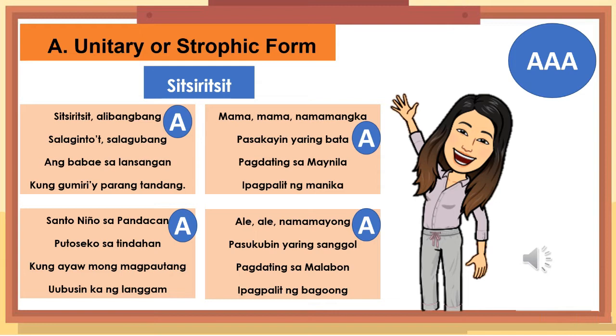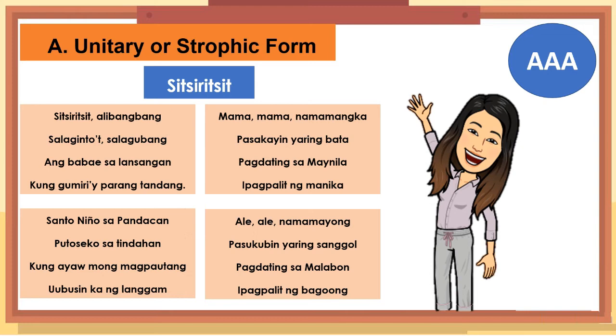Sitsiritsit, alibangbang, salaginto't salagubang, ang babae sa lansangan, kung gumiri parang tandang, santo ninyo sa pandakan, potoseko sa tindahan, kung ayaw mong magpautang, uubusin ka ng langgam, mamamama, namamang ka, masakayin niya ring bata, pagdating sa Maynila, ipagpalit ng manika, ale-ale na namamayong, pasukubin niya ring sanggol, pagdating sa Malabon, ipagpalit ng bagoong.